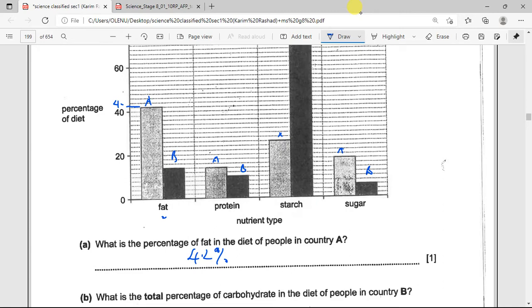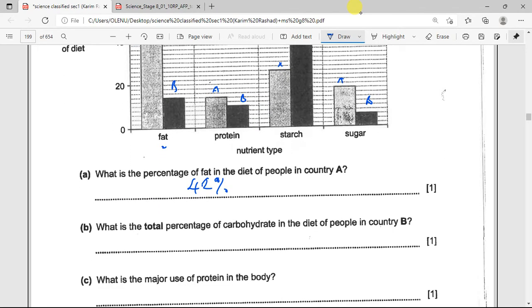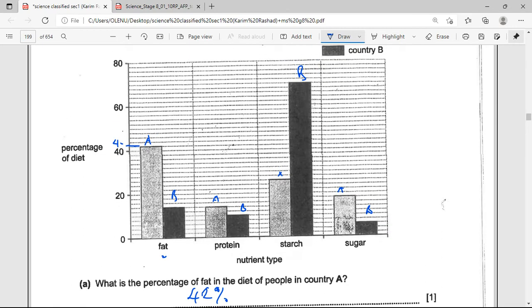That's all. Now the next question is, what is the total percentage of carbohydrate in the diet of people in country B? If you look at country B, it is the one with black. Carbohydrate is found in starch. Starch contains carbohydrates, and sugar also contains carbohydrates. So you get that of starch and sugar and you combine them together.